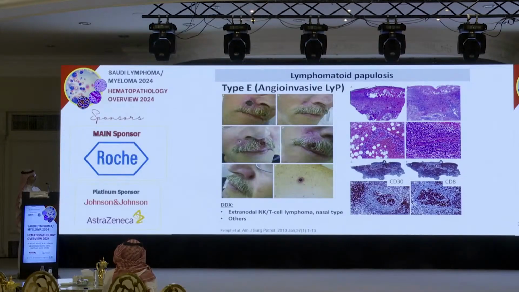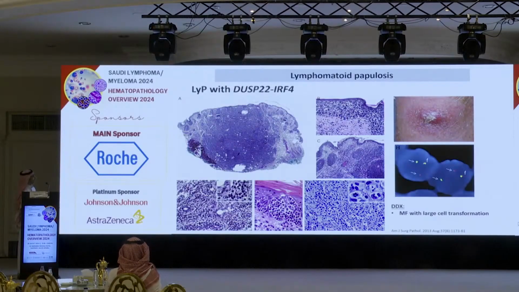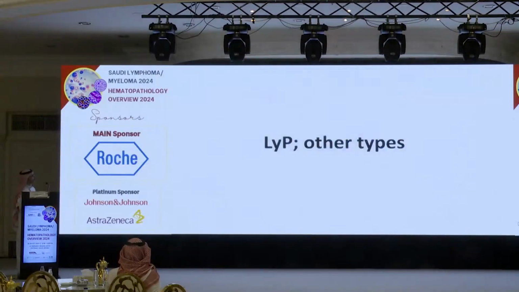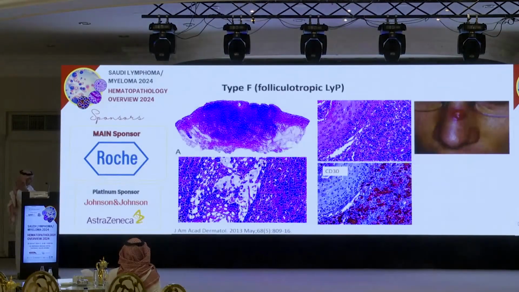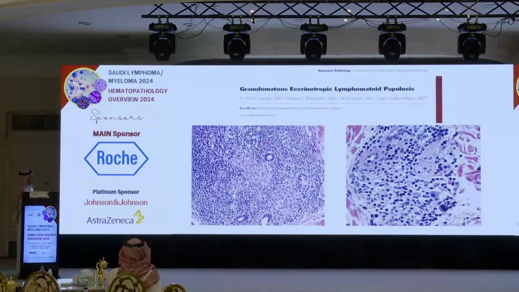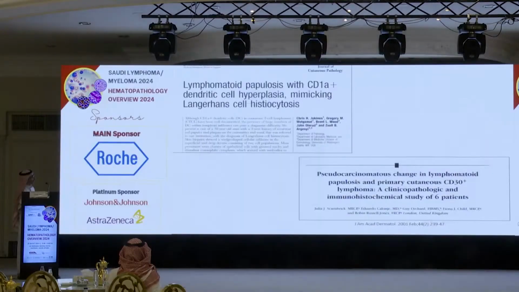It's important to know because they overlap with other things. LYP with DUSP22 overlaps with large cell transformation and mycosis fungoides. Then other types: folliculotropic MF, LYP, syringotropic. Then I have seen a case of LYP with CD1a dendritic cell hyperplasia, mimicking Langerhans histiocytosis.